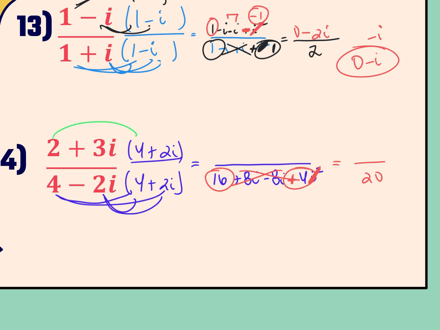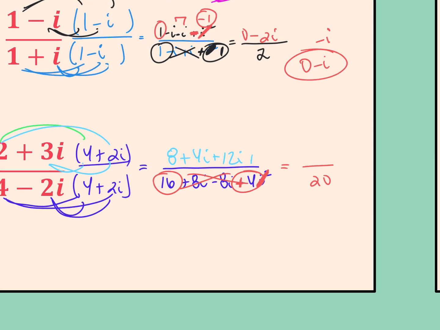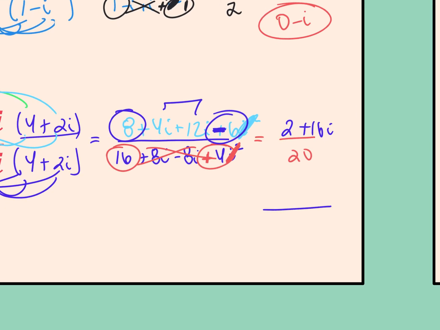All right, so let's go to the numerator. What's 2 times 4? 8. You guys see that? Yeah. What's 2 times 2i? Plus 4i. Great. What's 3i times 4? 12i. And then what's 3i times 2i? Plus 6i squared. As soon as I see that i squared, what do I do? Cross it off and change the sign. So real with real. What's 8 minus 6? 2. And then what's 4i and 12i? Plus 16i.